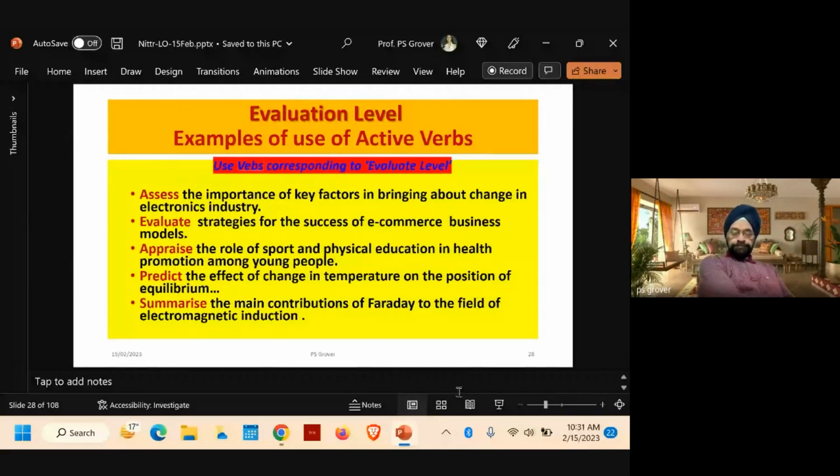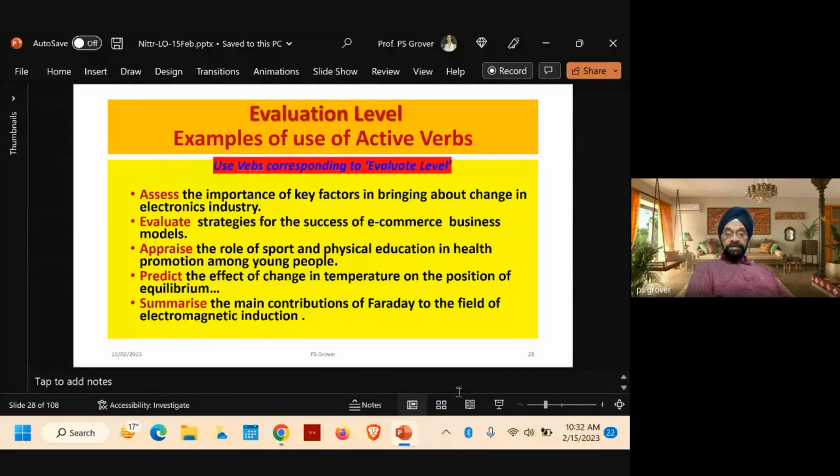Evaluation level. See, in the evaluation level, assess the importance of key factors. How can a student assess the importance of key factors? He should know about the key factors. He should understand what the key factors are. He should know how these key factors are relevant here. So: assess the importance of key factors in bringing about change in the electronics industry. You want a student to know what the factors required are, then we should assess it. This is the evaluation level.